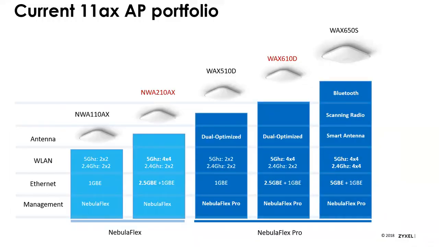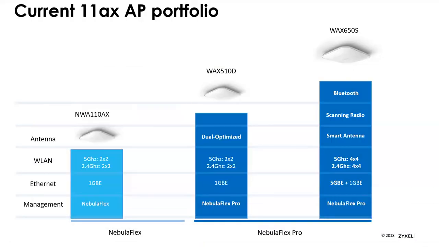So here is our 11AX business AP portfolio. And this is going to stay pretty much the same for at least the next 6 months. I don't think we're launching anything new until maybe the end of the second quarter next year. So this is going to be sticking around for a while. As you can see, we've got 5 different models for you.